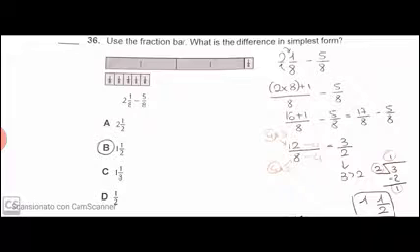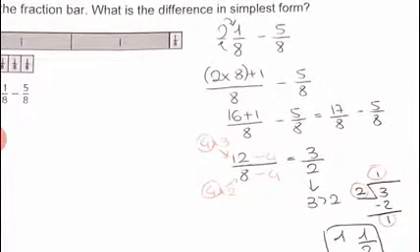(36) Here we don't use the fraction bar. And we want to know the difference. We have 2, 1 over 8 minus 5 over 8. We transform the mixed number into a fraction. So we make 2 times 8 plus 1 minus 5 over 8. This remains the same. So 2 times 8 is equal to 16. So it's 16 plus 1 over 8 minus 5 over 8. 16 plus 1 is 17. So it's 17 over 8 minus 5 over 8.